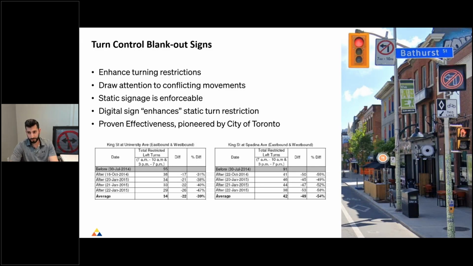So for anyone that's not familiar, a blankout sign is a dynamic electronic sign that illuminates an LED legend, typically restricting a turning movement for a specific time of day. And this is the blankout sign right here.